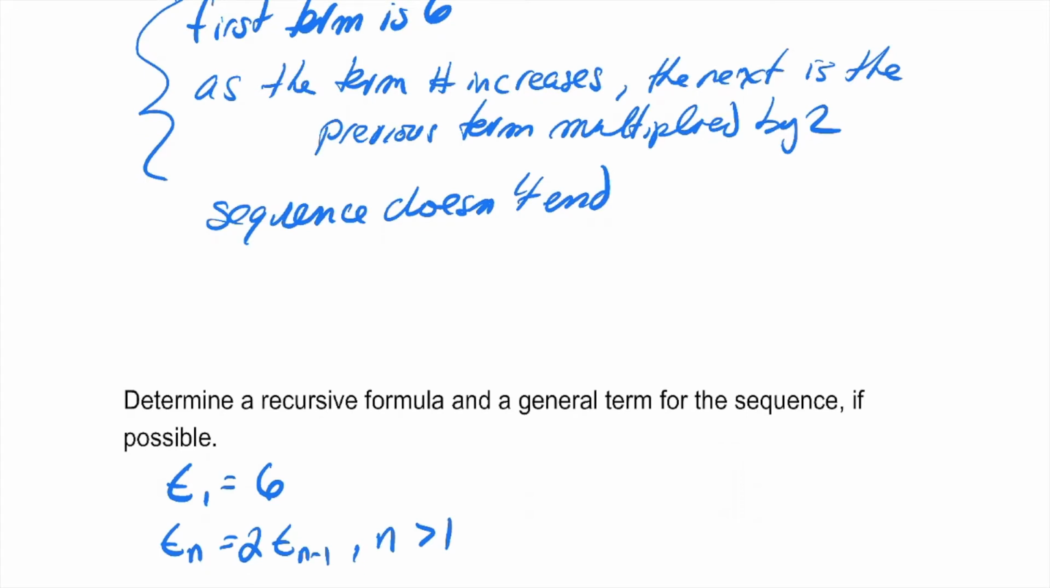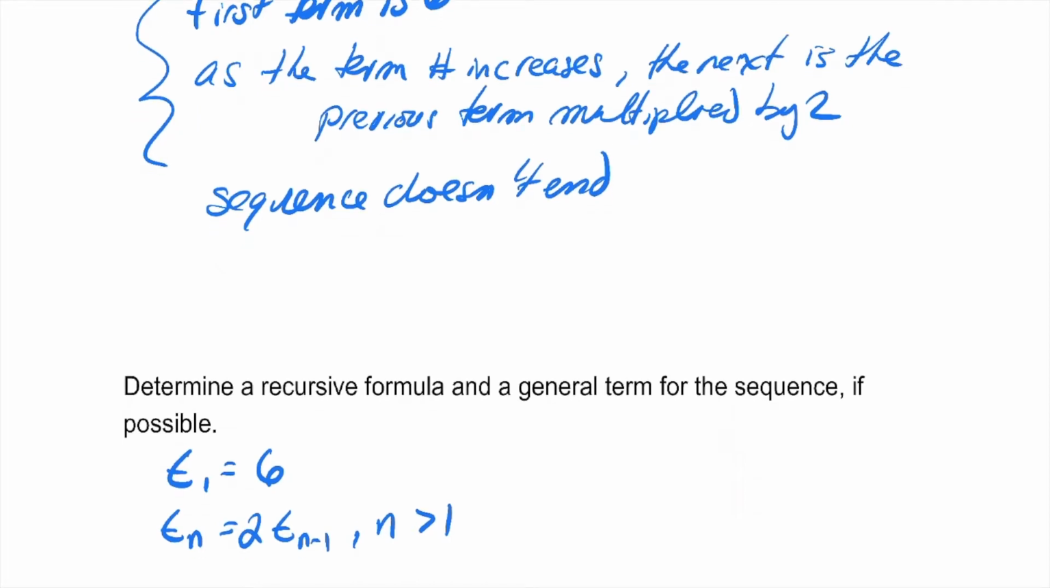The general term might be a little bit more tricky, but let's try to figure out what it might be. We know that things are being multiplied by 2. So here we could say that this is going to be 2 to the power of something, but 2 to the power of what? So here we can say that for t of n, recognize that the first term is 6, so we might have to start off with 6.